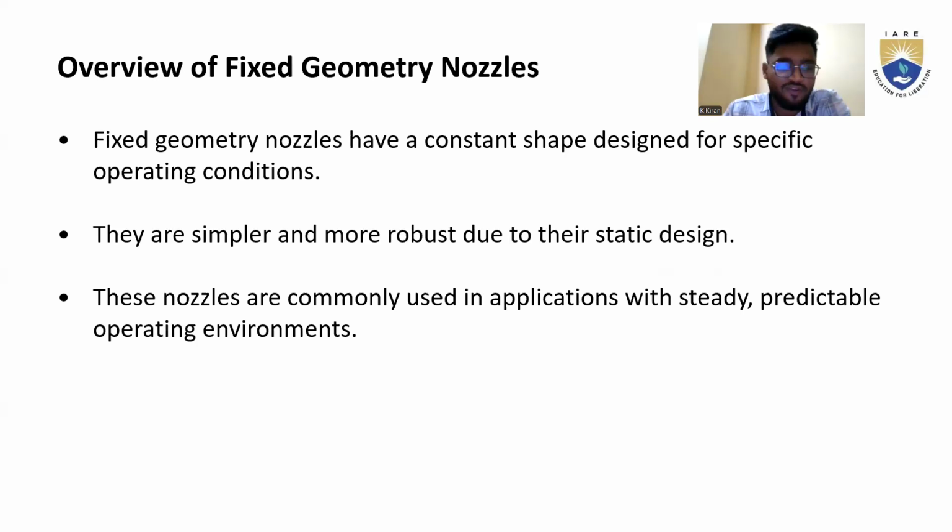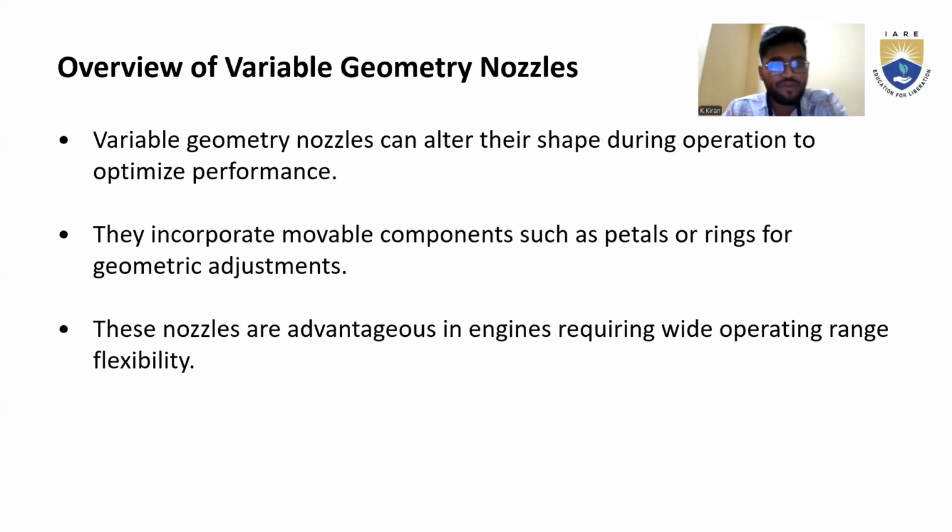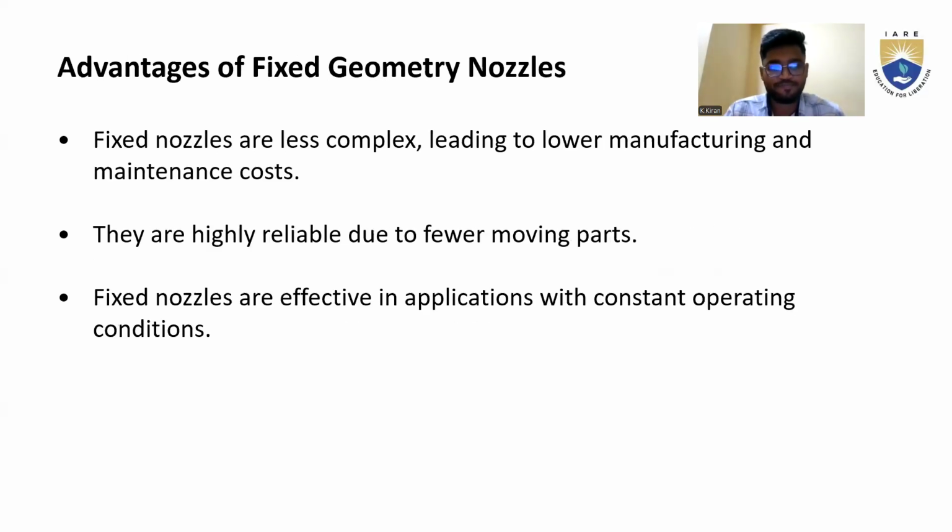and a predictable operating environment. An overview of variable geometry nozzles: they change shape during operation, optimizing performance, and use movable components, petals or rings, for the geometric adjustment.